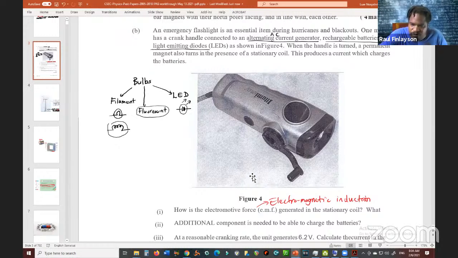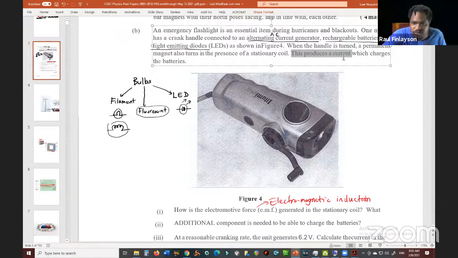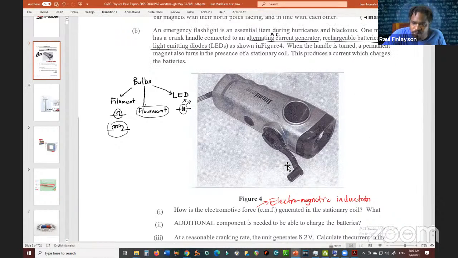Induction means that you introduce something. And what do you introduce here? Well, the handle is turned, the permanent magnet also turns in the presence of the stationary coil. So you're introducing magnetism or magnetic force into the wire, which causes the electrons in the wire to move. The next sentence says this produces an electric current which charges the batteries. So the whole concept we're talking about is electromagnetic induction.